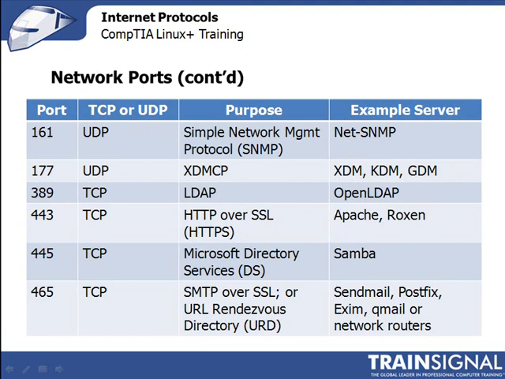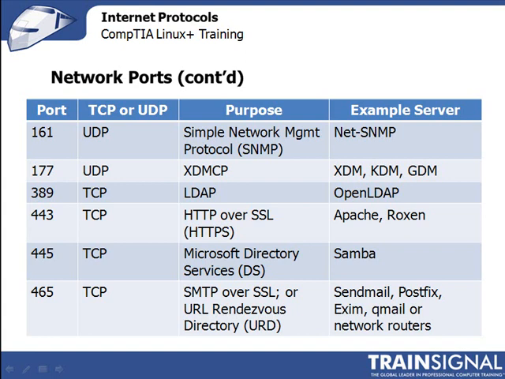Next, we have port 177, which also uses UDP. Its purpose is XDMCP. Example servers are the display managers that we learned about in our display manager lesson, and they're XDM, KDM, and GDM. Next, there's port 389, which uses TCP. Its purpose is LDAP, and an example server is OpenLDAP.